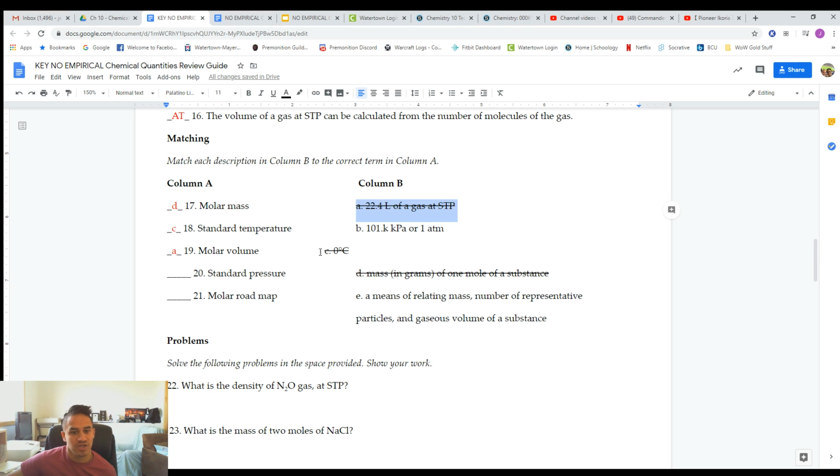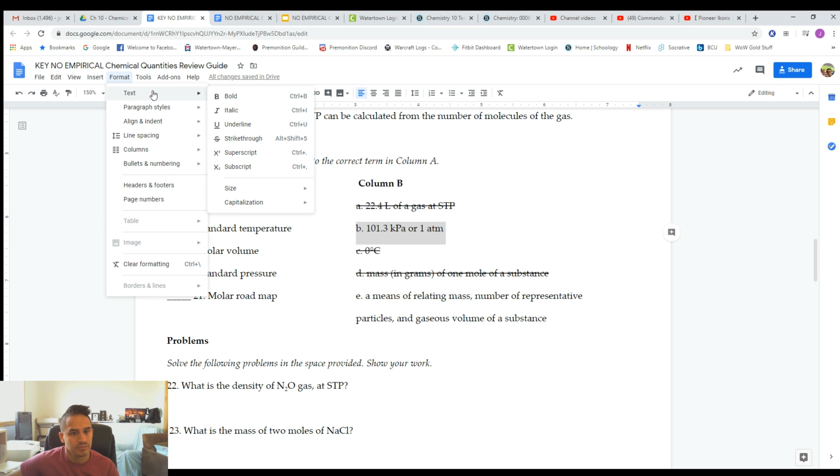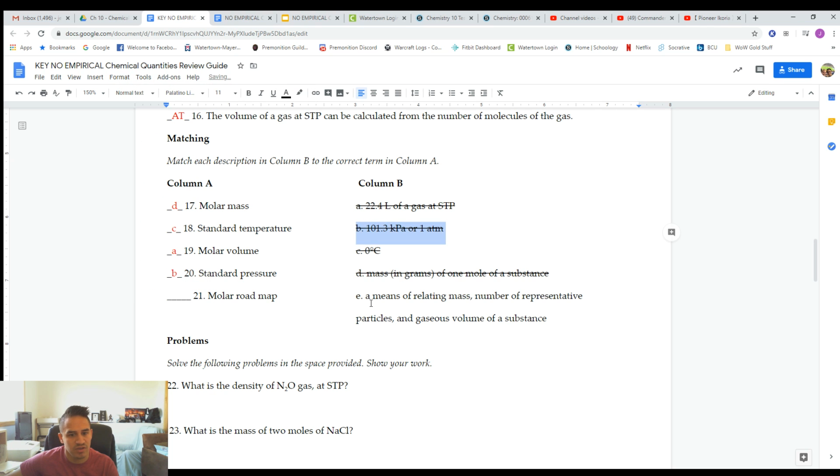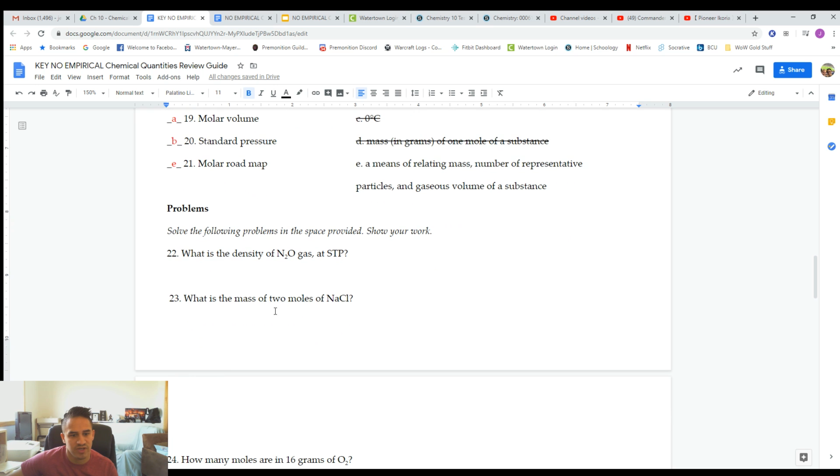Standard pressure. So standard temperature and pressure is 0 degrees Celsius and then 1 atmosphere, or 101.3 kilopascals. So this is going to be B. This is standard pressure. Okay, so let's add that one in. And then 21 only leaves one thing left. Molar roadmap is a means of relating mass, number of representative particles, and a gaseous volume of a substance. So 21 is going to be E. That is our molar roadmap. All right, that can be found in the second section of the chapter, 10.2. So if you're looking for the molar roadmap, that's where you'll find it.